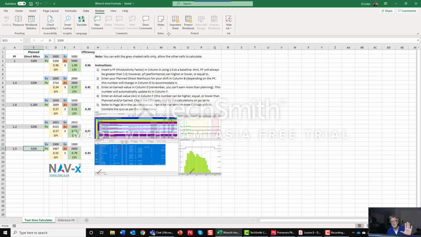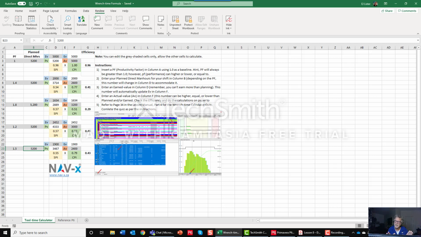So again, remember PF, uppercase PF, is productivity factor. Productivity factor is a factor that we apply to a benchmark standard estimate. And then on the back end, we have a lowercase pf for performance, which is what we measure. So we apply PF on the front and we measure performance on the back.